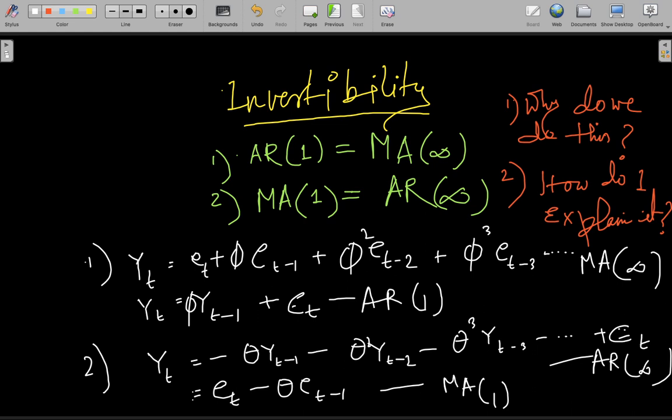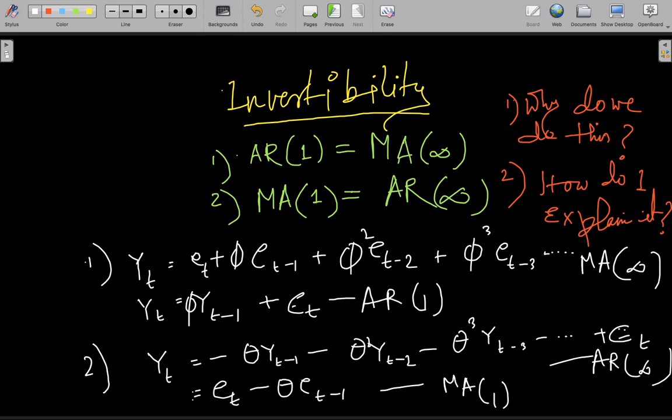Now the question is, why do I do that? Frankly speaking, for the first case, when I invert Y to the error terms, it really doesn't have a lot of practical implication. Whereas for the second case, when I invert MA1 into AR infinity, that has a lot of implications, and it has to do with the error innovation term.